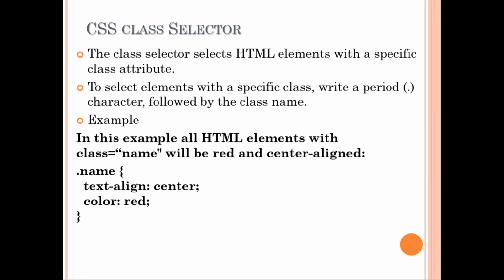Now we have the class selector. As in the ID selector we have used the hash symbol, here we will use a dot sign. A dot sign. Okay, take an example. Here again we are going to make a name as a selector. So we have to put a dot with the name, and all other declarations would be the same. This is the class selector.